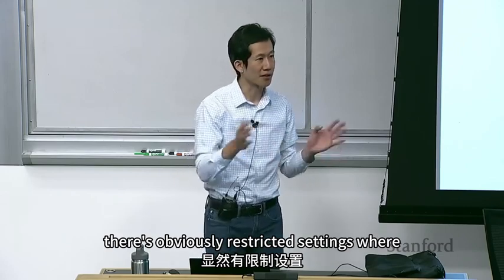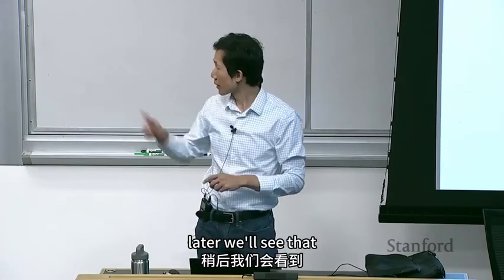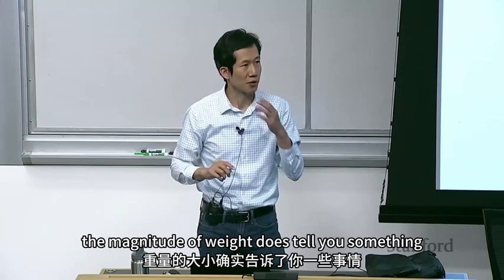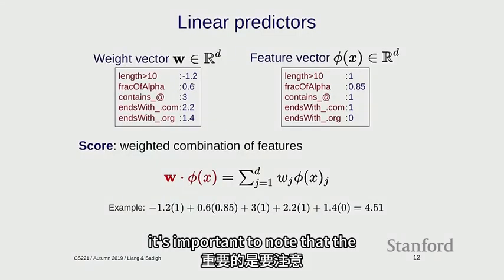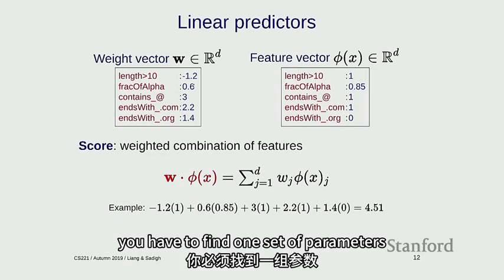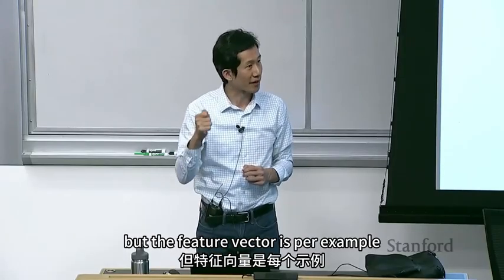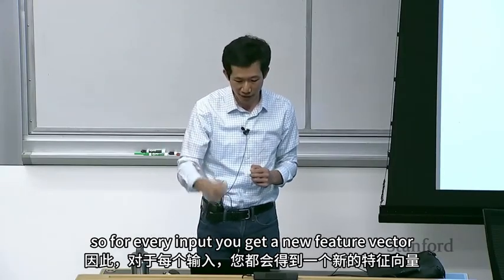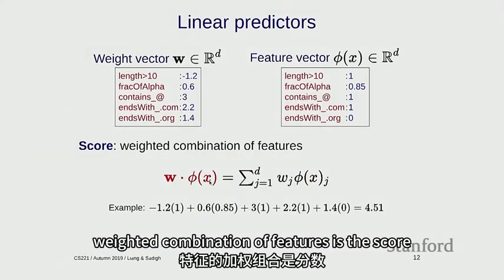There are obviously restricted settings where you might want to normalize the weights, but we're not going to consider that right now. Later we'll see that the magnitude of the weight does tell you something. Okay, so just to summarize, it's important to note that there's only one weight vector. You have to find one set of parameters for everybody. But the feature vector is per example. So for every input, you get a new feature vector. And the dot product of those two, the weighted combination of features, is the score.